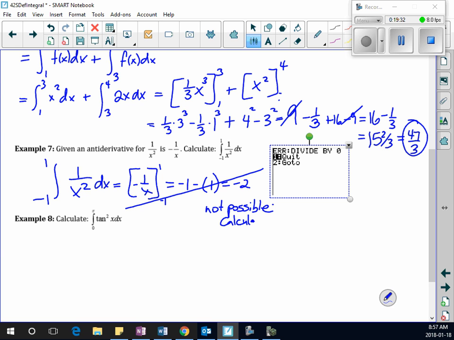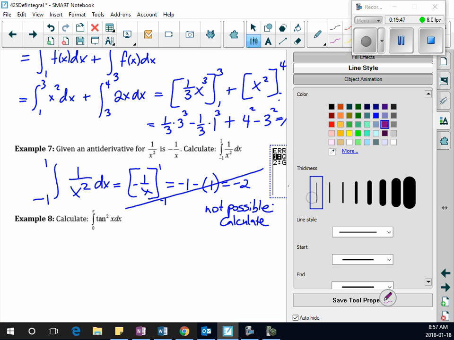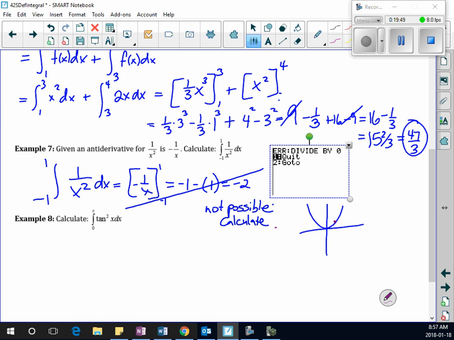Does anybody remember what this graph looks like? 1 over x squared is a parabola that looks like this, right? So if you were to do the little trick we learned in grade 11, grade 12, the ones, lower, upper. Do you see? So this is the graph of it. You have an asymptote at 0.